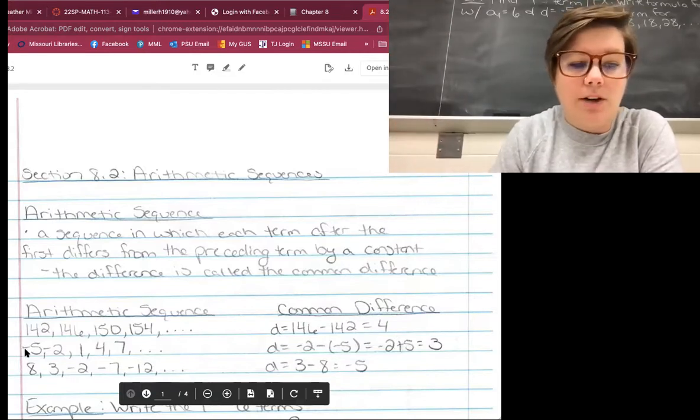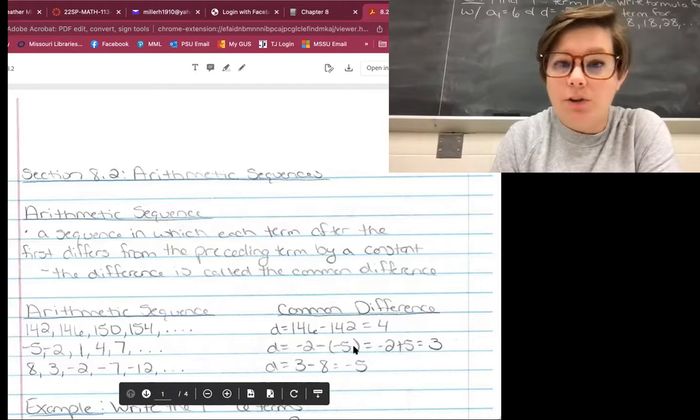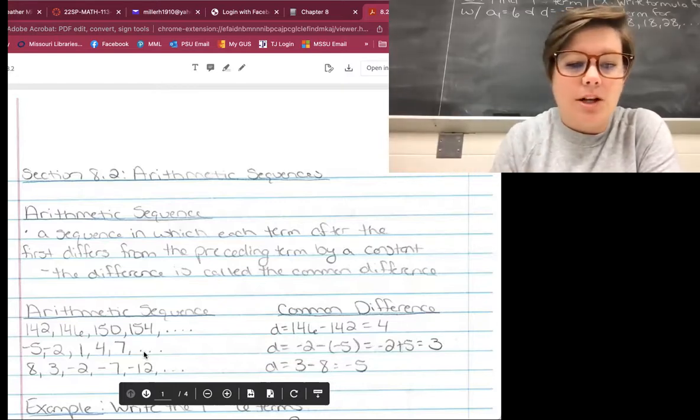Notice it's positive, which means that every term you're going up by 4. The next one, we have -5, -2, 1, 4, and 7. Again, if you take the second term, so -2, minus the first term, that's a -5, that becomes -2 plus 5, which becomes a +3. So you're going up by 3 every time.